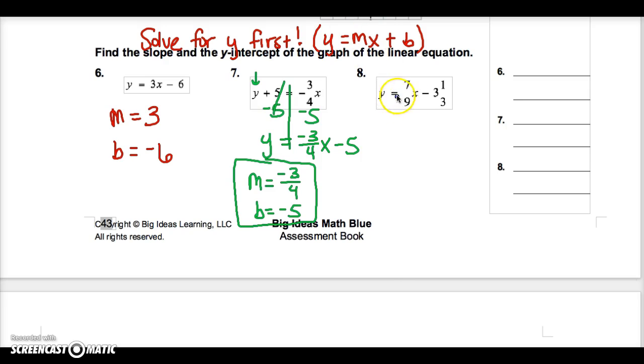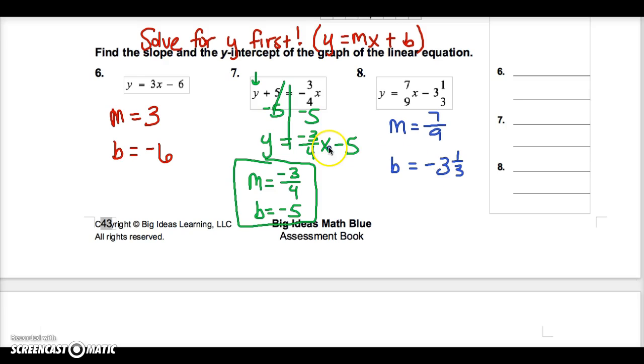Okay, and then on number 8, I notice it's already solved for y. So my slope will be 7/9. That's right in front of the x. My y-intercept will be a negative 3 1/3.